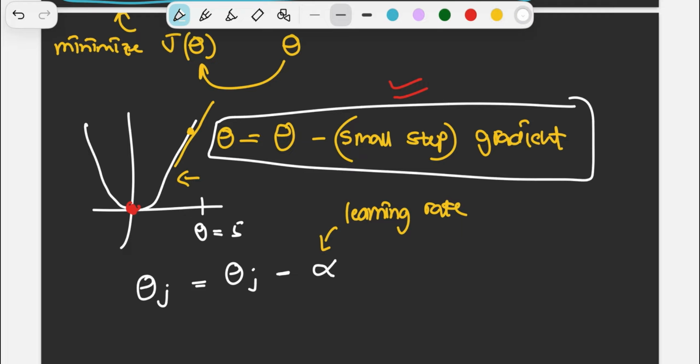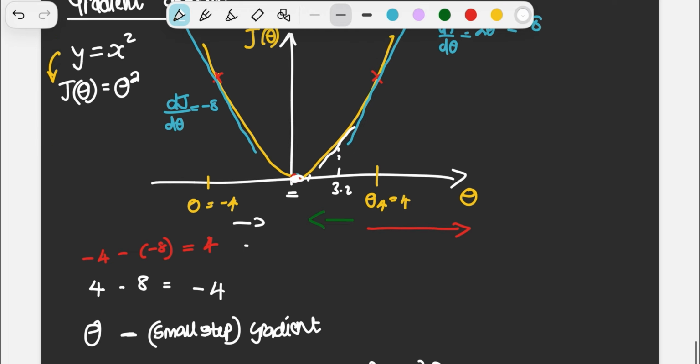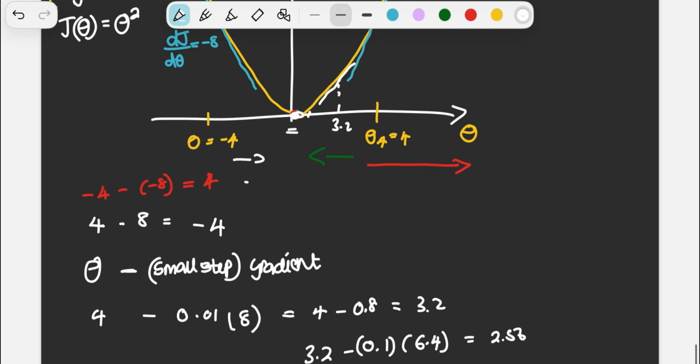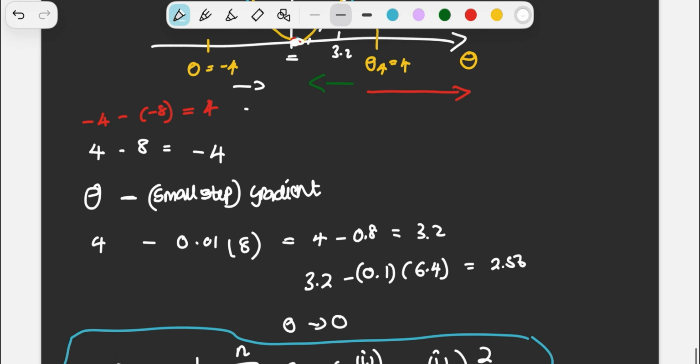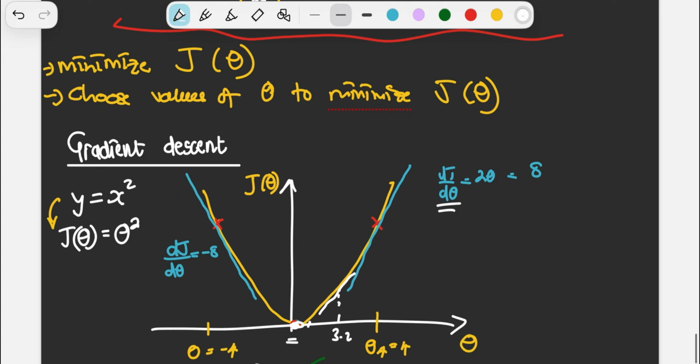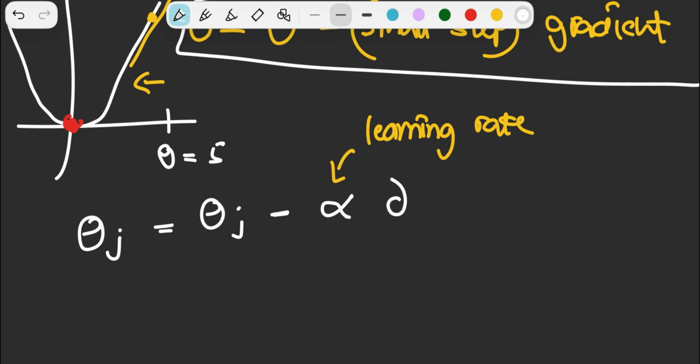And then the gradient, we're going to define it as, in this case, you saw me saying dJ over d theta over here, but I'm going to introduce something called the partial derivative.